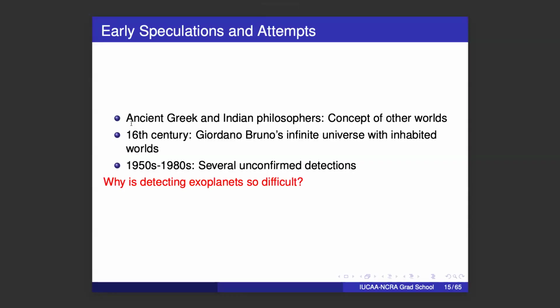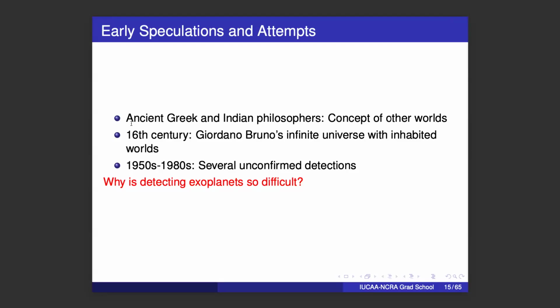So early speculations were, of course, there. Ancient Greek and Indian philosophers talked of concepts of other worlds, okay, beyond the Earth. But of course, they didn't specify in which direction this other world is or how far away it is and so on. But that concept already existed in philosophy. In the 16th century, Giordano Bruno was the first philosopher or scientist who suggested that there was an infinite universe and there were lots of inhabited worlds spread all throughout.